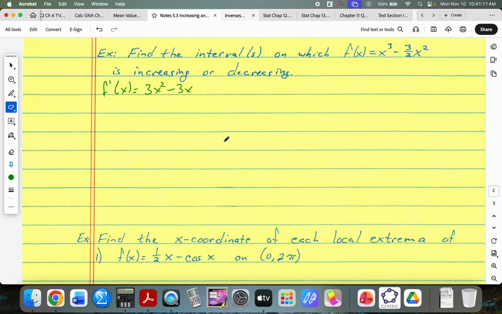Remember, critical points are where the derivative is either 0 or the derivative doesn't exist. My suggestion to you is make yourself always think first about where it doesn't exist. Thinking about where it's 0 is very natural. Thinking about where it doesn't exist, it's easy to forget that. Is there a place where this derivative doesn't exist? No. So I'll just find where it's equal to 0. Factor a 3x out. And I get x is 0 and x is 1 are my critical points.